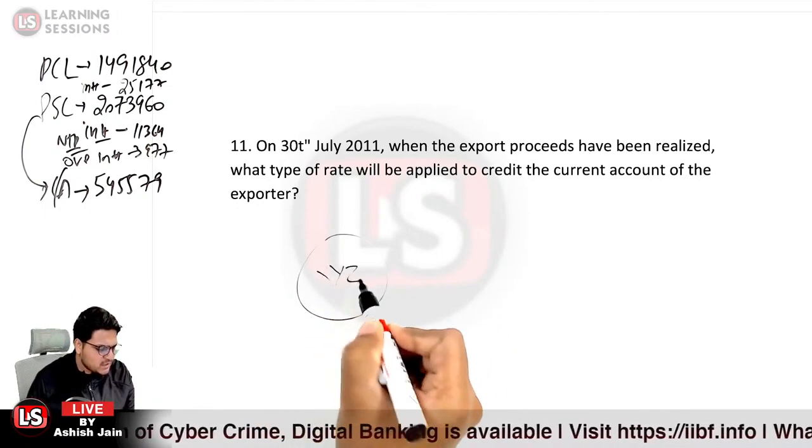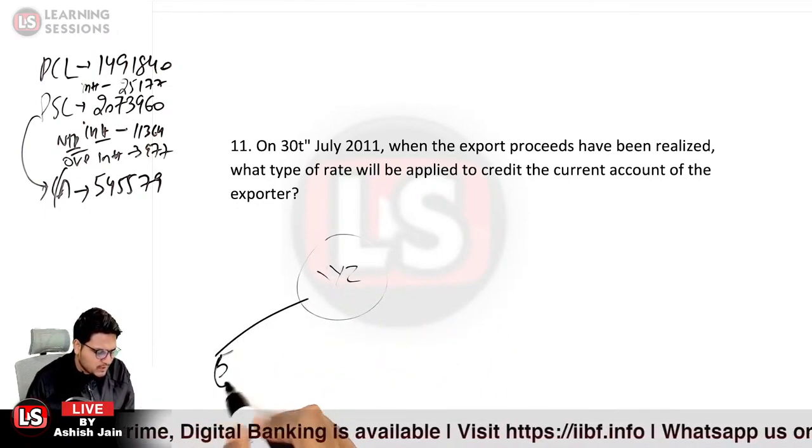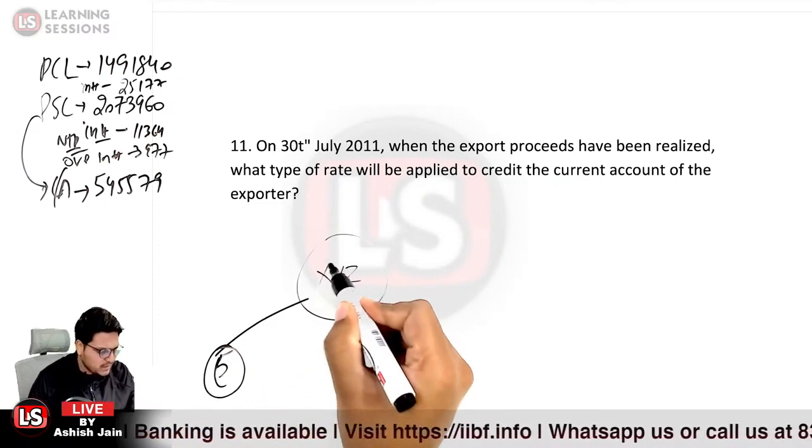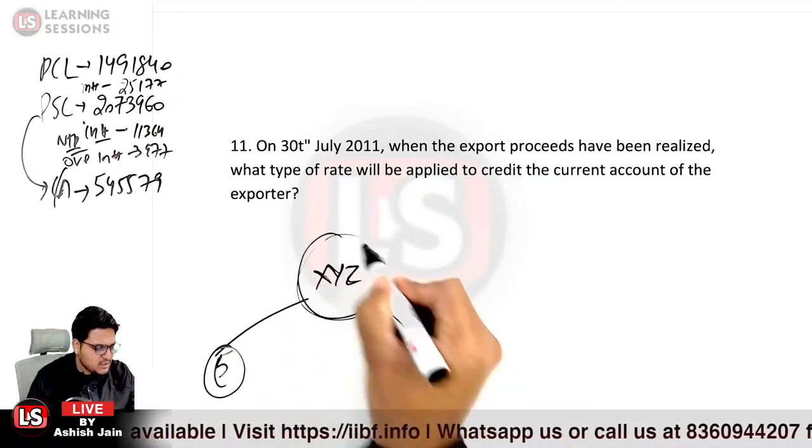Over here we have the XYZ bank, and further we have the exporter over here. Further we have the exporter over here, and we have the XYZ bank in this particular case.